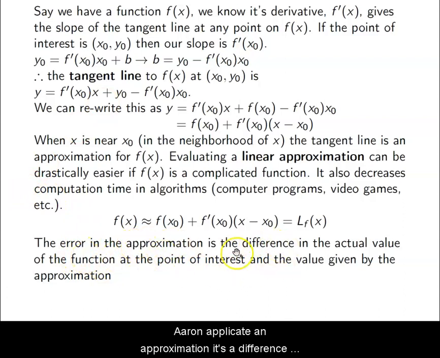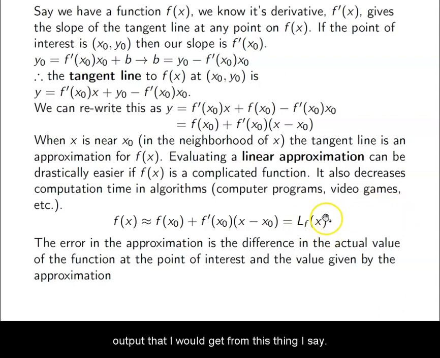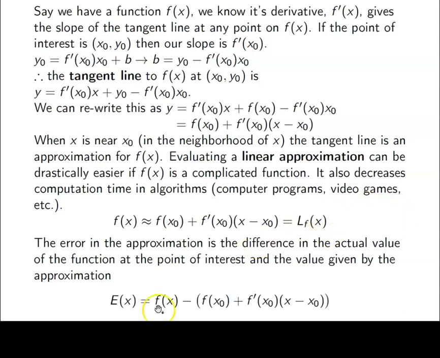Again, the error in the approximation is the difference between the actual value from my function versus the output that I would get from this linearization. So my error is the difference in values: my function output minus the linearization output. I could replace this whole formula with just L_f of x, but then you might ask, what is this again? So I just put the formula: my function minus the linearization, that's the difference in values. That is the error.